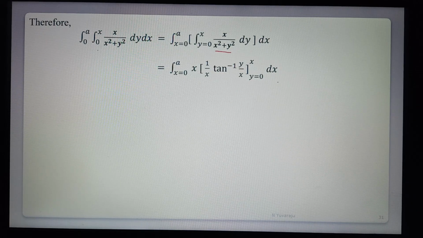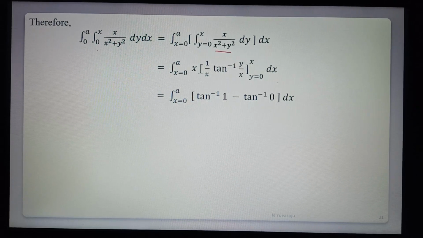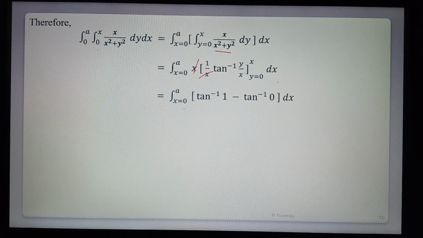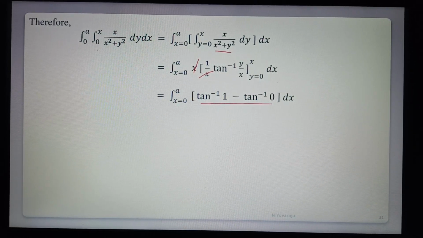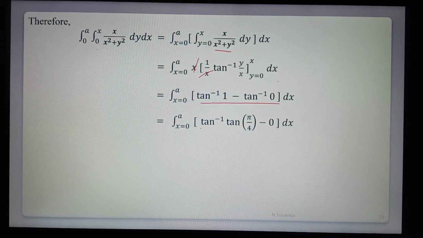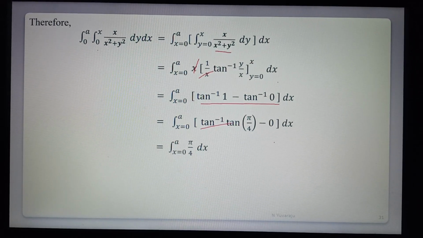Substituting the y limits, x upper limit, 0 lower limit. X cancels, x cancels. Integration x is equal 0 to a. Y is equal to x here, x by x cancels to 1, tan inverse 1 minus, y is equal to 0, tan inverse 0, into dx. That is equal to integration x is equal to 0 to a, tan inverse of 1 means tan inverse tan of 5 by 4 minus tan inverse 0 is equal to 0. So tan inverse tan is equal to 5 by 4, they cancel. So that is equal to integration 0 to a of 5 by 4 into dx.